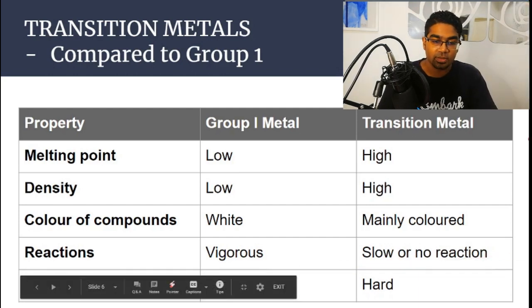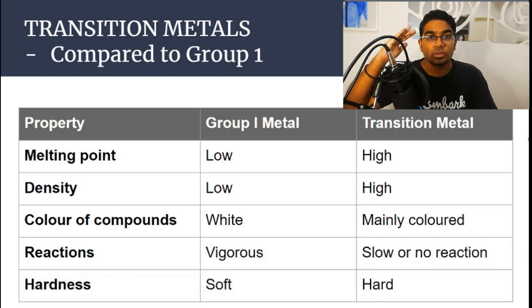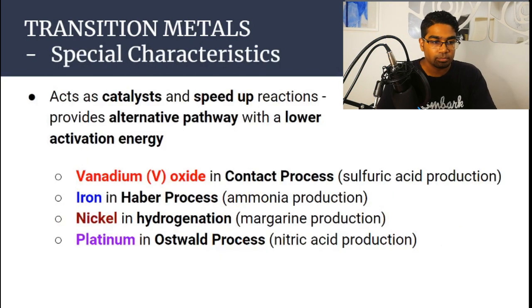Hardness, okay, this is another one. Generally, when we think metal, again, we are associating metal to most likely iron. So iron is very hard. It's a hard metal. Whereas group 1 metals are very soft. You can even cut the metals with a knife. Okay, group 1 metals can be cut with a knife.